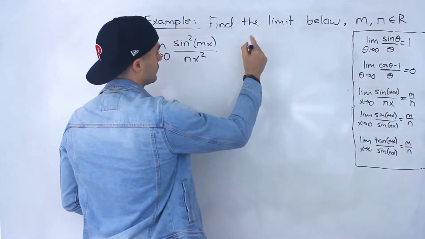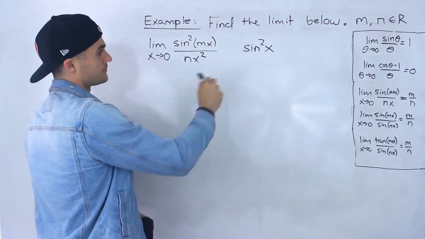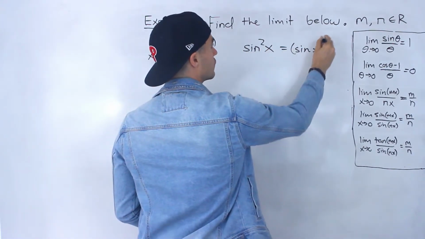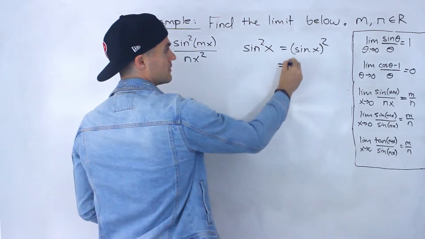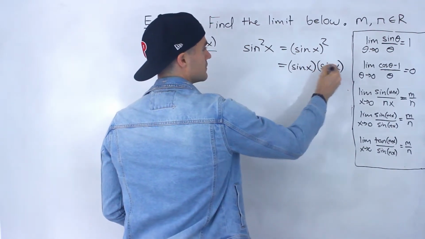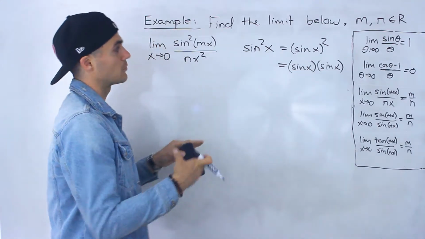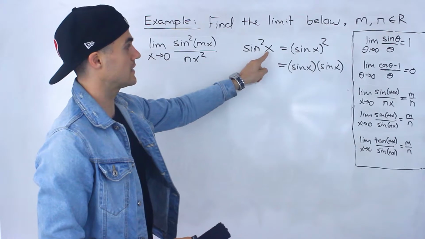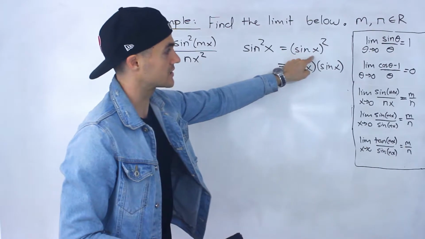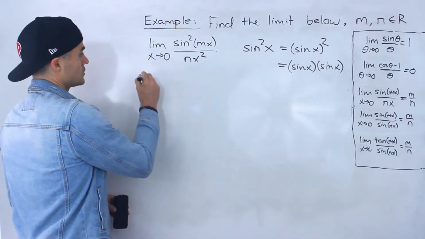Now, just to do a quick little review, whenever we have sine squared of a variable, let's just say x for now, this is just notation for this. Both of these are the same thing. And to go further, we can take that sine x squared and show it with two sine x's multiplying each other. Now, it doesn't necessarily have to be an x here. It could be any expression. Sine squared of any expression is sine of that expression squared, which is sine of that expression times the sine of that expression.